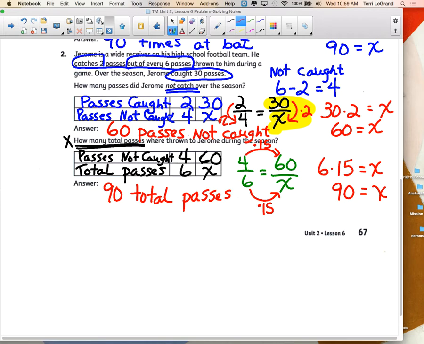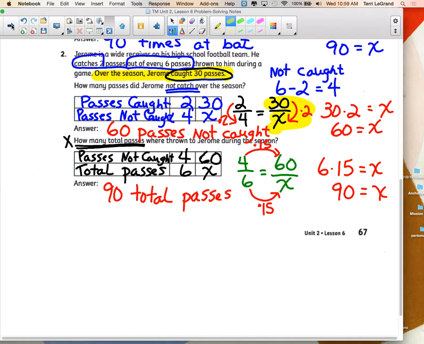Let's go back up to this, you guys. Look up here. It says he caught 30 passes over the season. Well, if he caught 30 and he didn't catch 60, 30 plus 60 is 90. I think we have a good answer. You agree? Okay, let's go to the back side.